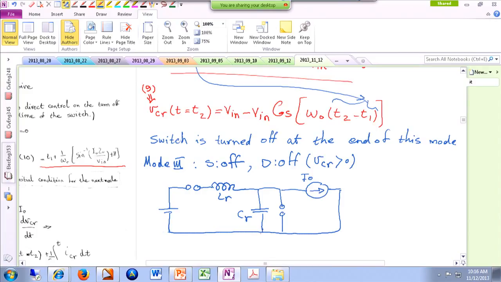So as you can see here, we don't really have a resonance going on anymore because the resonating inductor is out of the picture. So technically what's happening is this cap was charged to a certain value using the equation over here. We can find that. And now this cap is being discharged by a constant DC source, or a relatively constant DC source. Therefore, the voltage of the cap is going to come down linearly.